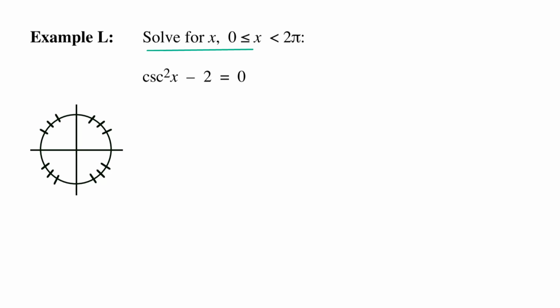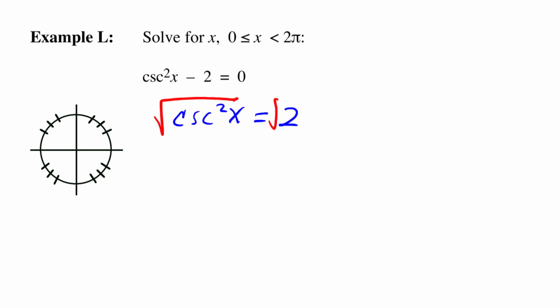In this next example, solving for x between 0 and 2 pi, we have cosecant squared x minus 2 equals 0. Let's go ahead and add 2 to each side. So cosecant squared x equals 2. Then we can take the square root of each side. Cosecant x equals square root of 2. Oh, but don't forget the plus and minus. We learned that from algebra.